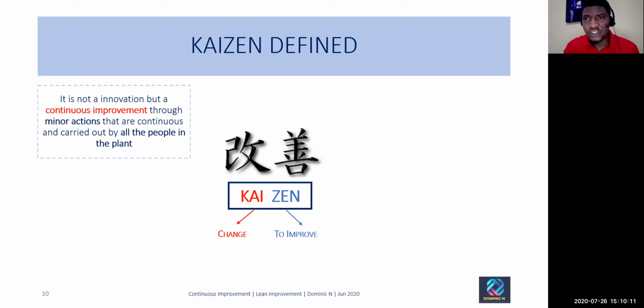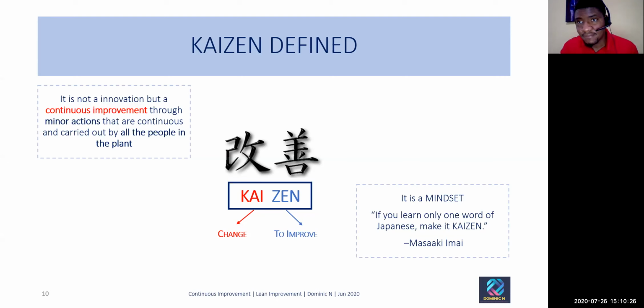We define continuous improvement as ongoing actions. When you take these minor actions into consideration, into the processes, into what you're doing, you are gradually bringing change to improve the process. So that's what Kaizen is about. It's a mindset. That's the way I see it. If you learn only one word of Japanese, then it should be Kaizen. That's what my psyche might says.